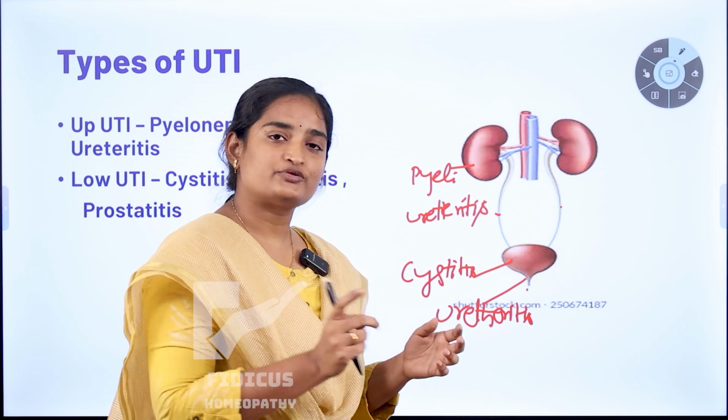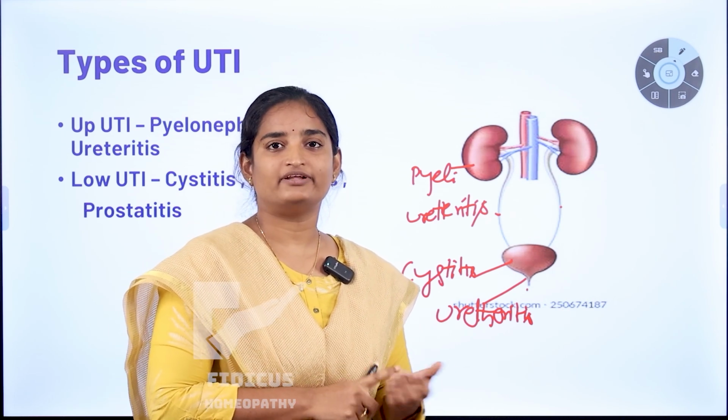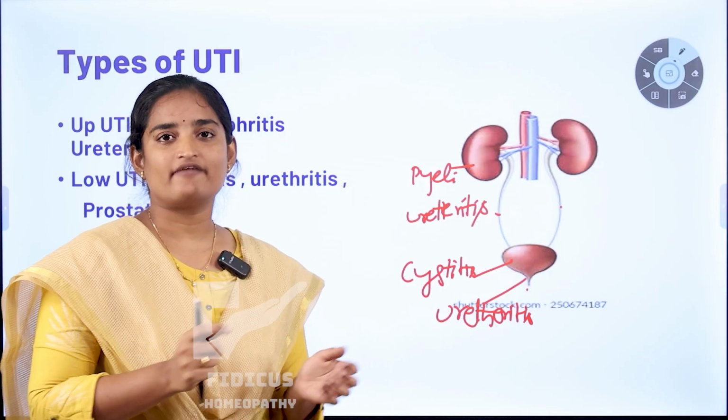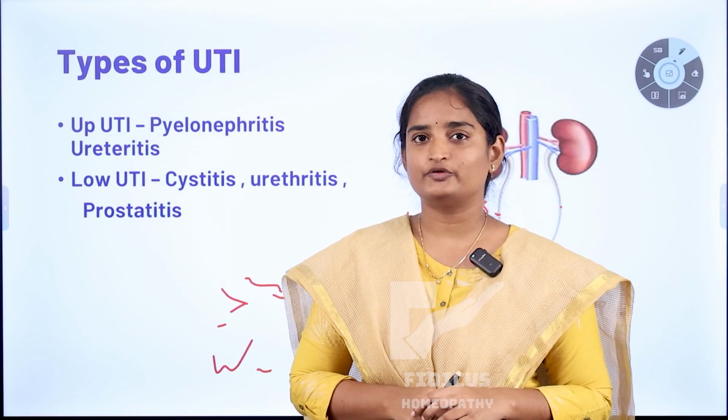Usually in males, you can see the prostatitis condition. It is usually not seen below 50 years. This condition is usually seen after 50 years of age. So males also have UTI. These are all the types of UTI.